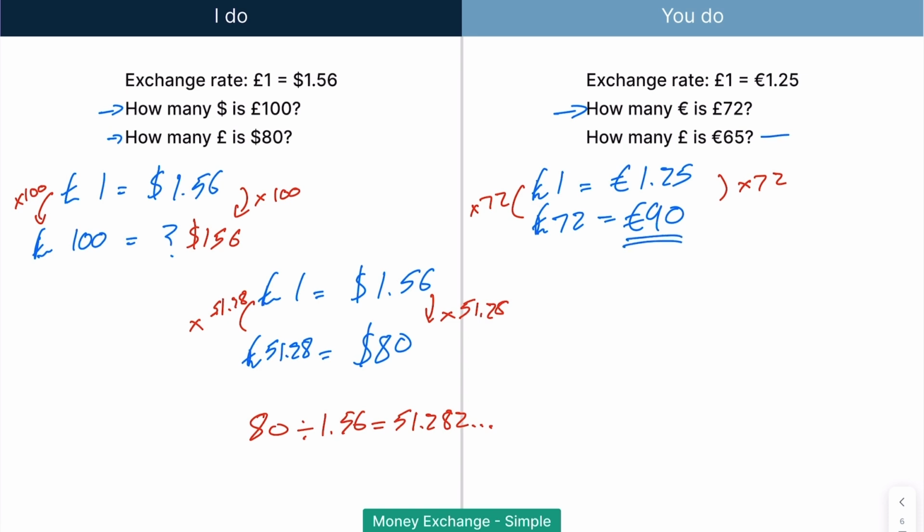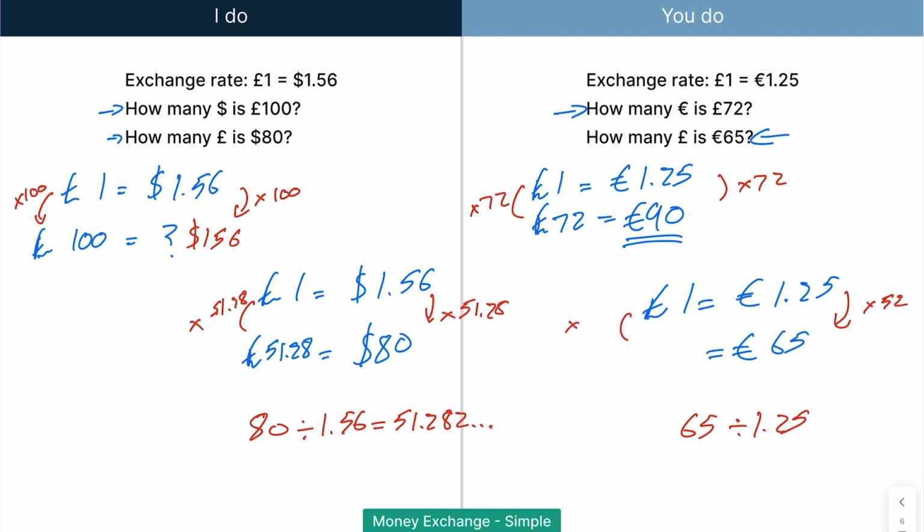Now looking at this second question, again, if I write the exchange rate out, £1 is equal to €1.25. And this time we've been given the euros, which is 65. So again, you ask yourself the question, well, how did I go from here to here? Well, we just do 65 divided by 1.25, and that will tell us exactly what we multiplied it by, which is 52. So I do the same thing here. I multiply that by 52. So the answer here is £52.